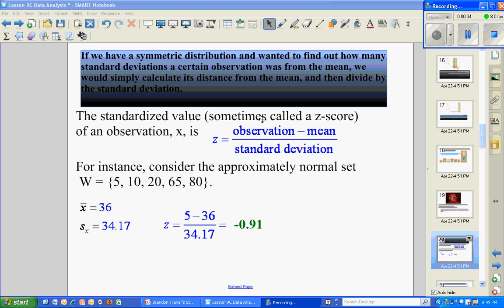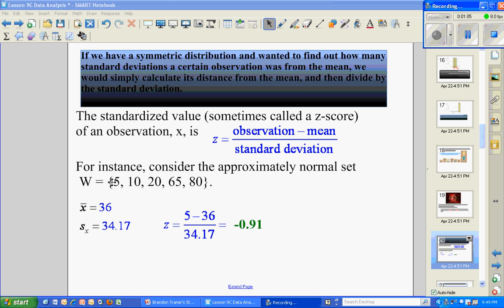And so what you do is you take the observation, subtract the mean, get that answer, and then divide that by the standard deviation, which you got already. So if we wanted to take a set of 5, 10, 20, 65, and 80, the mean of that would be 36. The standard deviation is going to be 34.17.